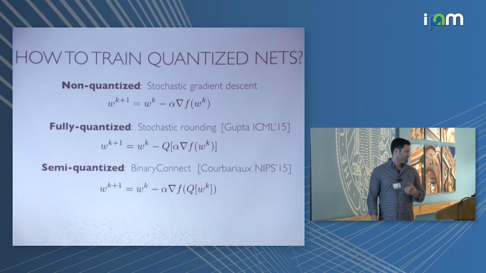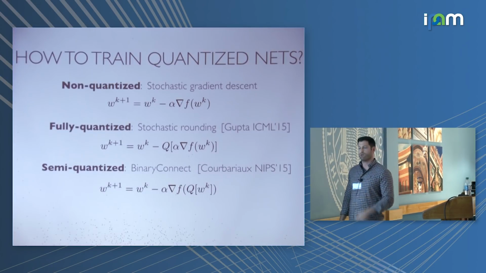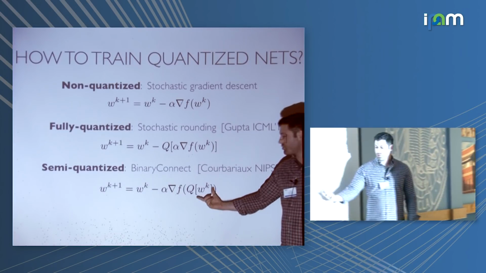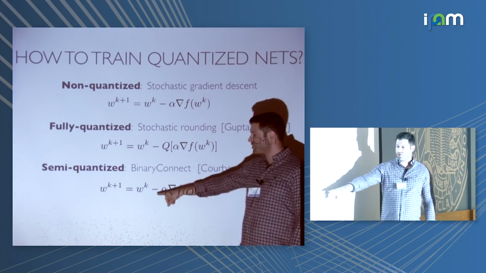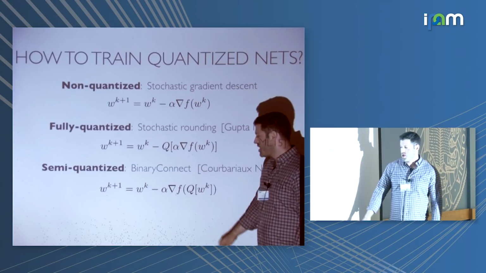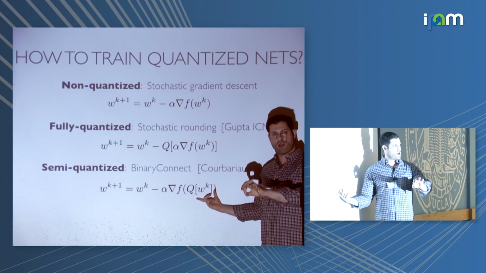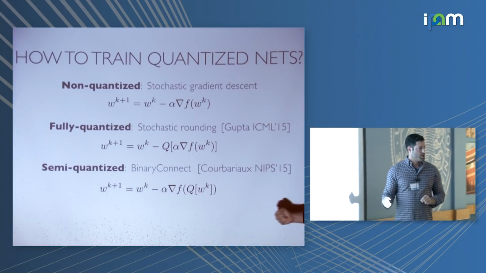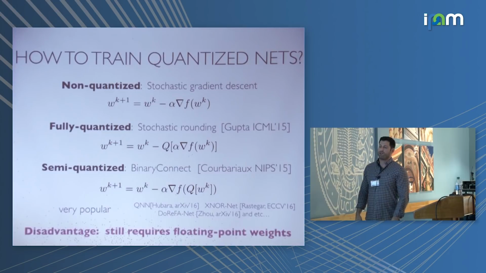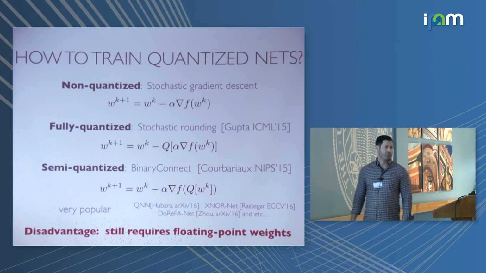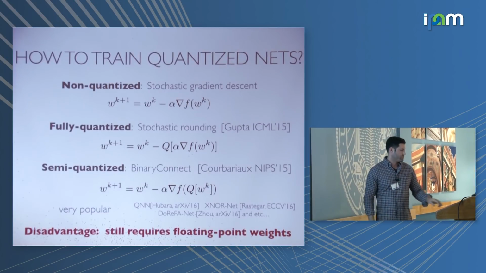But if you want to train better nets, you have to use something like the BinaryConnect algorithm. And BinaryConnect rounds the weights before it computes the gradient of this loss. So in this algorithm, you use floating point weights. The weights are floating point. But before you compute the gradients, I snap them to the nearest point on the integer grid. And I compute the gradient at that location. And this method is very popular. A lot of people use it. But the disadvantage is that it still requires floating point computations. Even though you're training a quantized net, you have to train using high precision floating point.